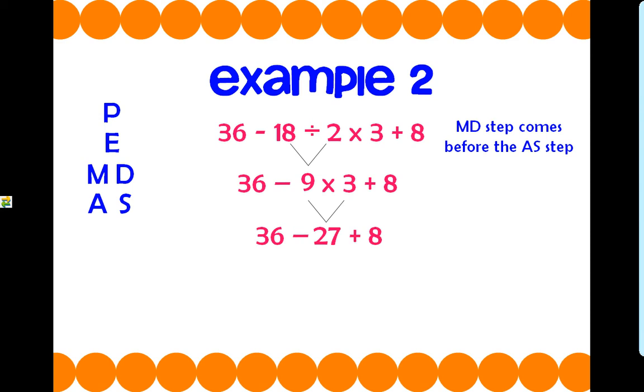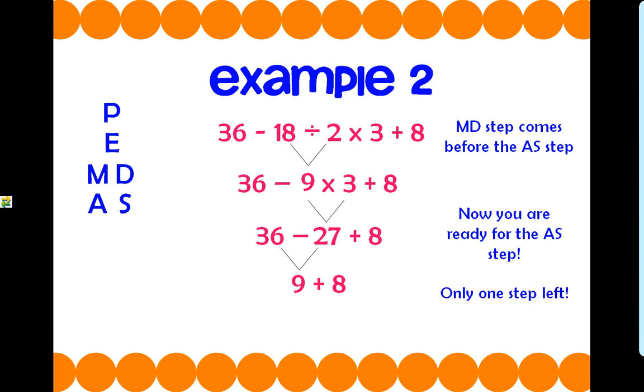Now we are ready to move on to the adding and subtracting step. Remember, we're going to do whatever is from left to right. Addition doesn't always come first. In this case, subtraction does. So we're going to do 36 minus 27. And that will give us 9. Bring down what we have not used. And 9 plus 8 is our last step. And the answer is 17.